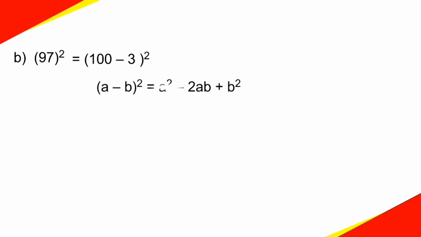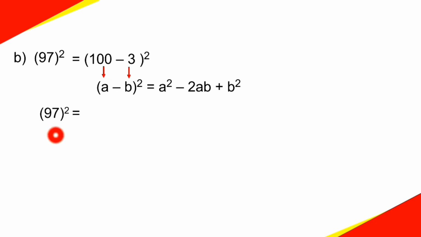Next option, option B, 97 whole square is equal to, you are going to expand it as (100 - 3) whole square. Right, now it is one of the identities. Can you remember that? Right, very good, that is identity number 2, (a - b) whole square is equal to a square minus 2ab plus b square. Can you compare it? Right, a is equal to 100, b is equal to 3.